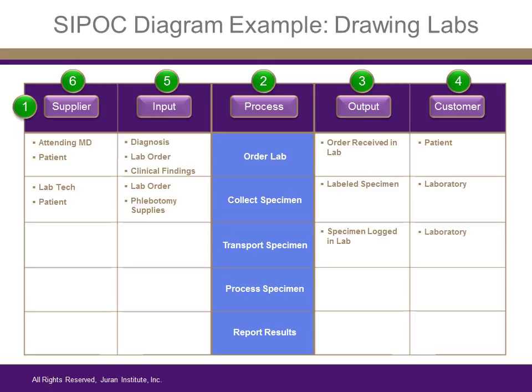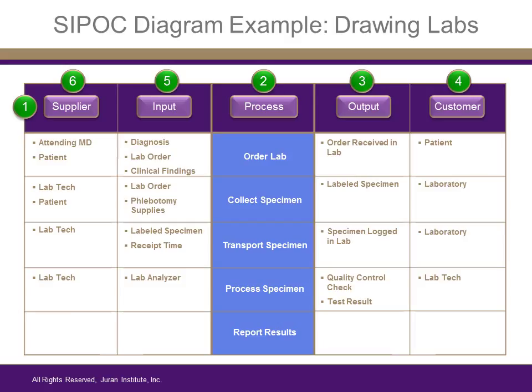The customer of that output is the laboratory. The input of that process is the labeled specimen and receipt time, and the supplier of that input is the lab tech. For the process specimen process, the output is quality control check and test result. The customer is the lab tech. The input needed is the lab analyzer, and the supplier of that input is the lab tech.